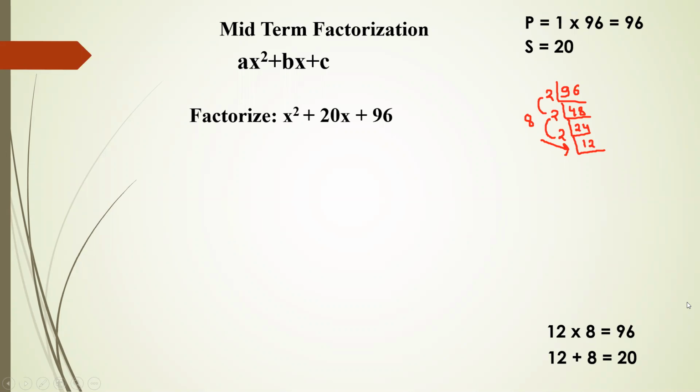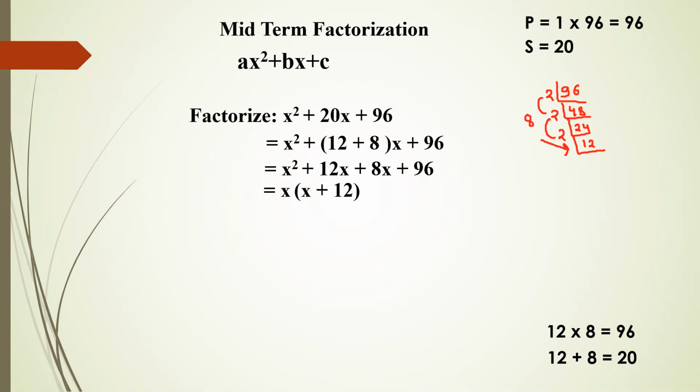So let's split the middle term again. So x squared plus (12 plus 8) times x plus 96, right? Now let's multiply the middle term. It will be x squared plus 12x plus 8x plus 96. We have got 4 terms again. So let's make a pair, the first group and the second group. And let's take a common. What is the common from the first group? That is x, right? Let's take the common x, and then it will be x plus 12. And what is the common in the second group? And obviously that is plus 8. We'll be getting x plus 12 here, correct? Now let's take the x plus 12 common again. Then what is the remaining factor here? X plus 8.